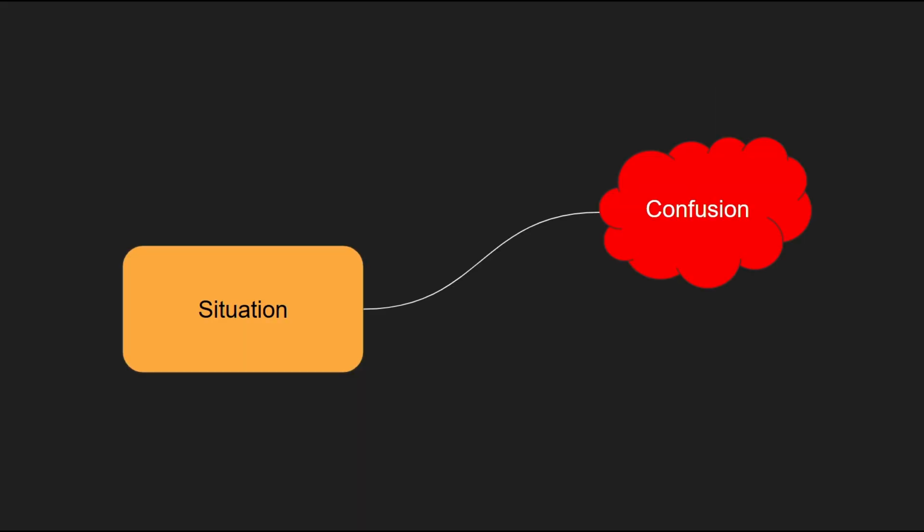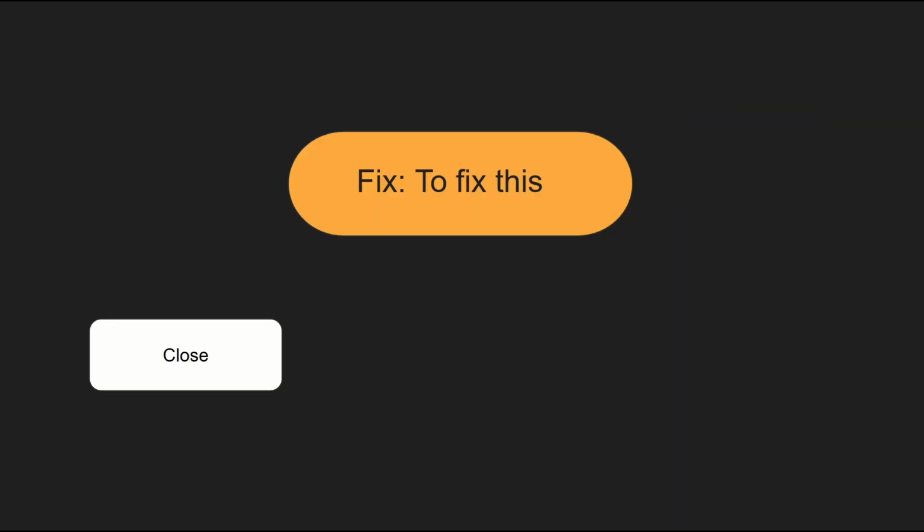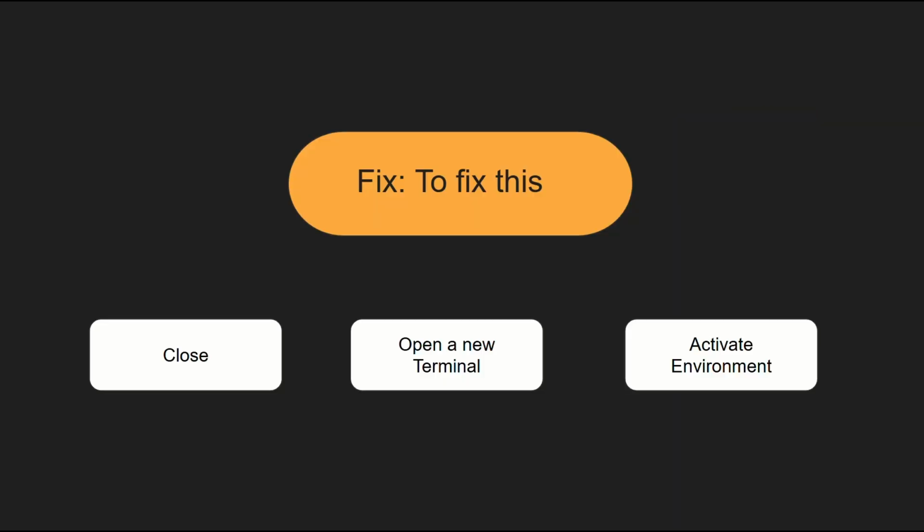Now, there is one more situation that can still cause confusion. Sometimes, even after selecting the correct interpreter, your terminal is still using a different Python environment. This happens because the terminal session does not automatically refresh. So, the fix is simple. Close the terminal, open a new one, and activate your environment again. That ensures both sides are in sync.